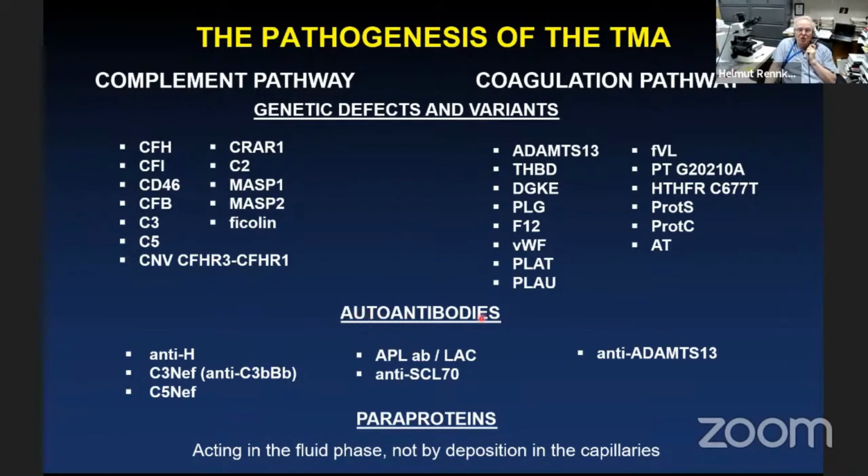On the other hand, you have acquired autoantibodies that interfere with the complement regulation or that interfere with the fibrinolysis or facilitate, if you want, the coagulation cascade. And finally, paraproteins can also interfere either with the complement pathway, giving you atypical HUS, or glomerulonephritis C3, for example, or under certain circumstances could potentially also interfere with the coagulation cascade. And therefore, paraproteins also fall into the differential diagnosis of patients that present with this picture.